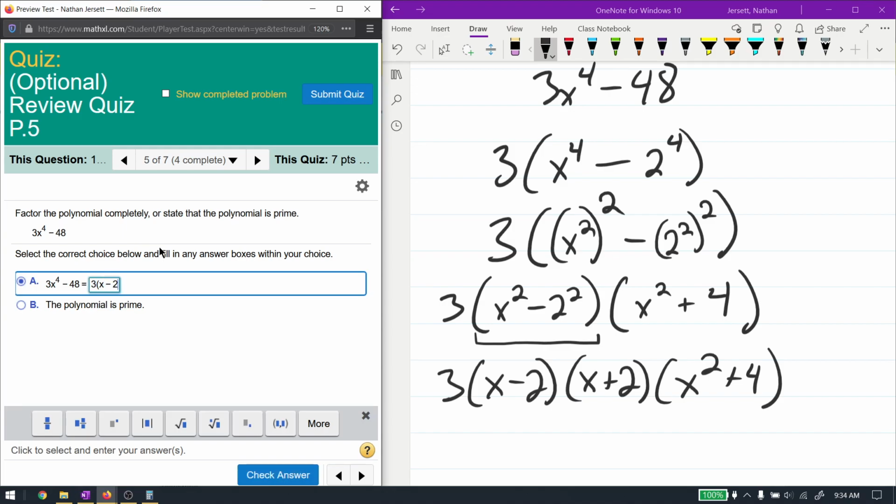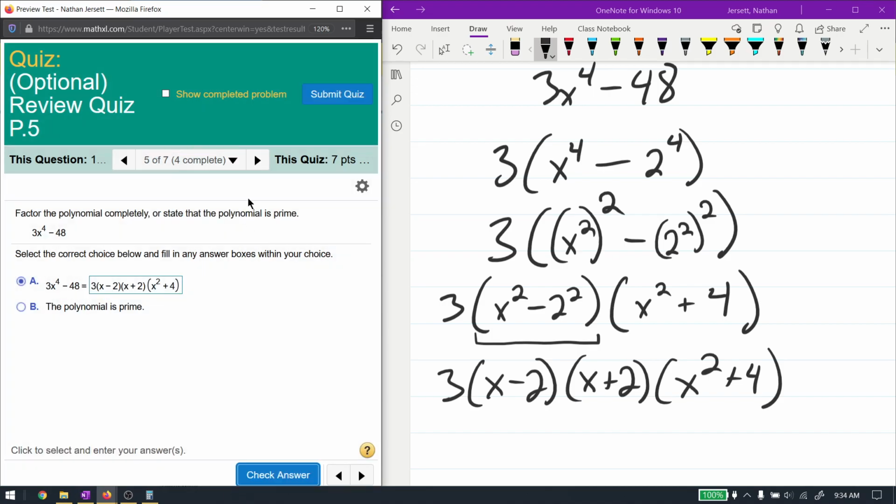All right, let's check our work. X plus 2, x squared is 4. Correct. Very good.